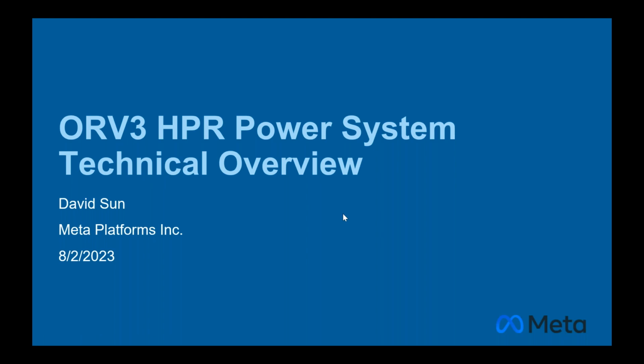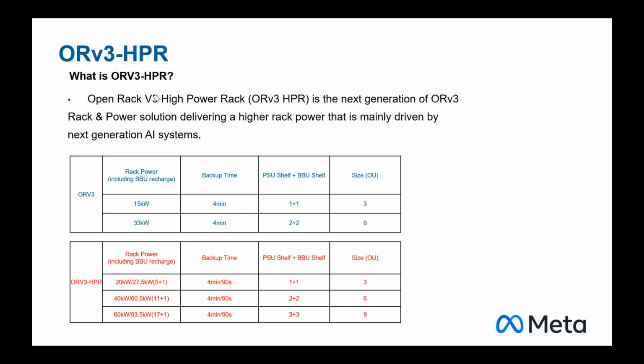Today's topic is the ORV3 high power version power system. I'll give you a technical overview on this new project. So, first, what is ORV3? We call it high power rack, ORV3-HPR. ORV3 high power rack is the next generation of ORV3 rack and power solution, delivering a higher rack power that is driven by the next generation AI systems in a data center.